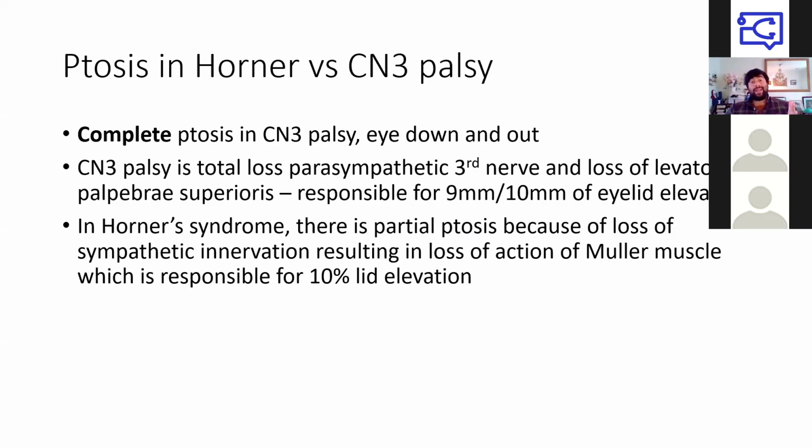Whereas in the Horner syndrome, the ptosis is partial, it's not complete. And that's because you have a loss of sympathetic innervation to the eye, which innervates the Müller muscle, which is responsible for 10% of lid elevation. So just a brief reminder that in a third nerve palsy, the ptosis is more likely to be complete, especially if it's a complete third nerve palsy. And in Horner syndrome, it's going to be partial.